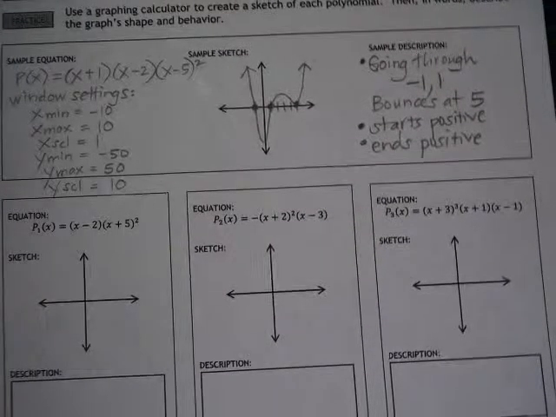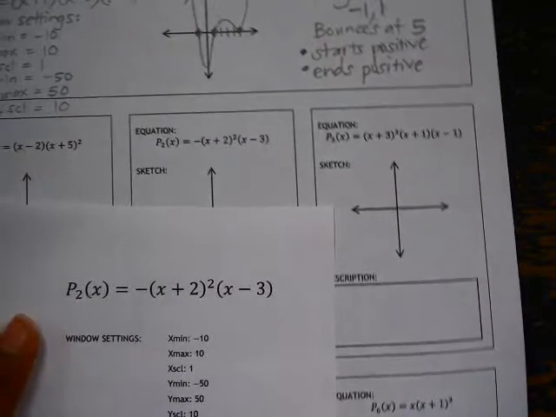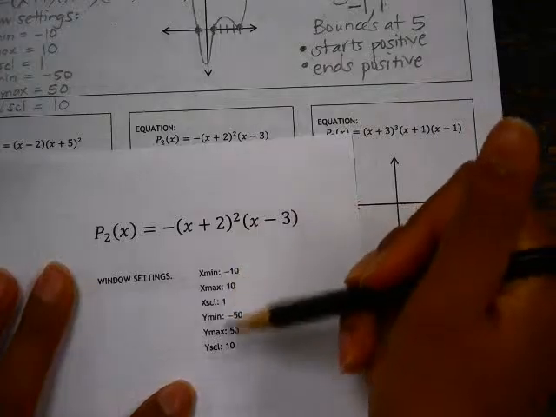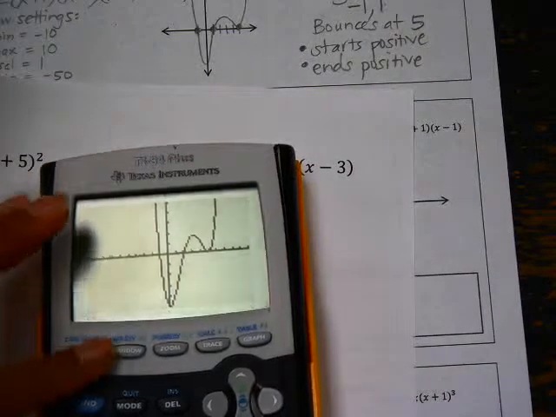This video is for polynomial 2. Polynomial number 2 is given here, and the window is also listed. So first thing is to put it into the graphing calculator.